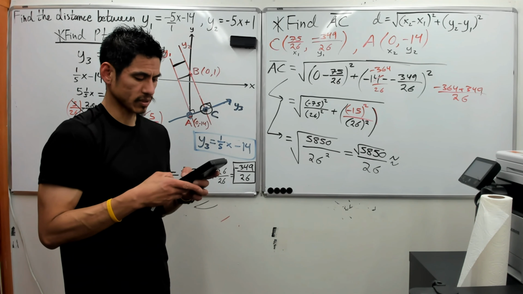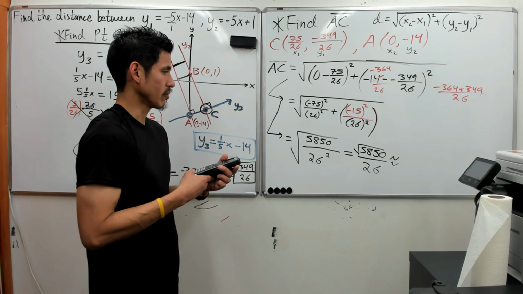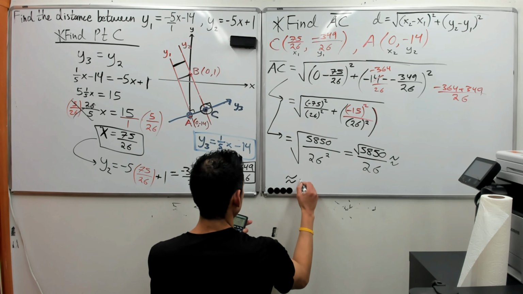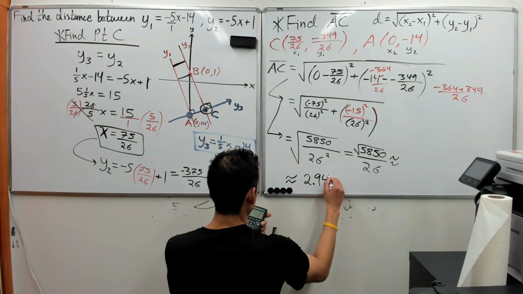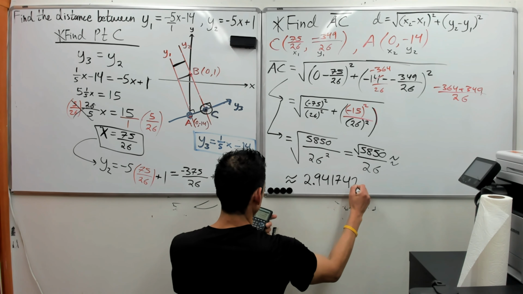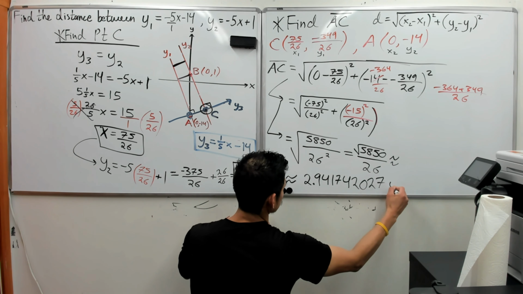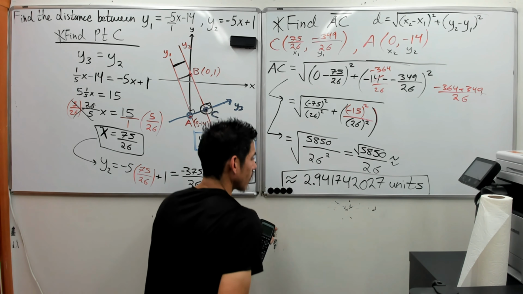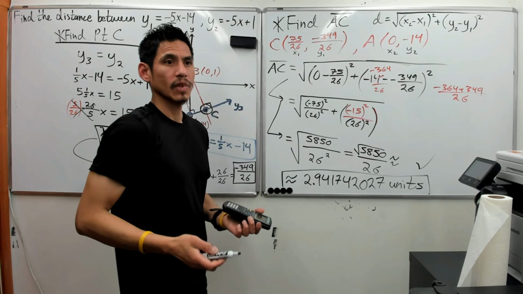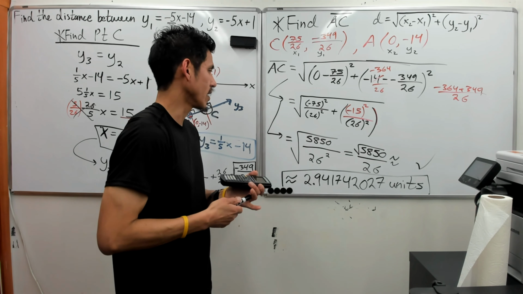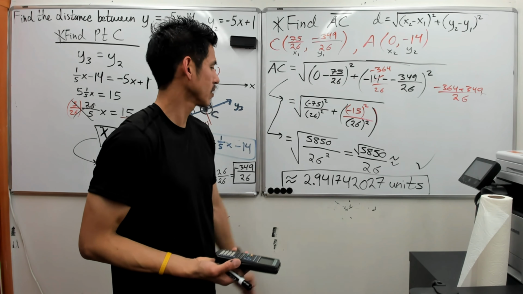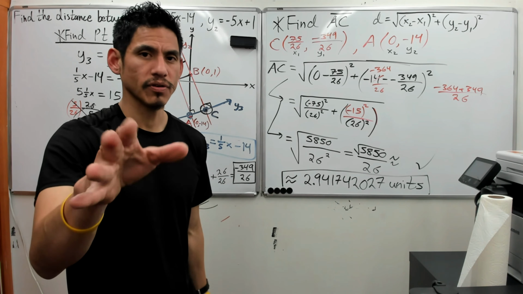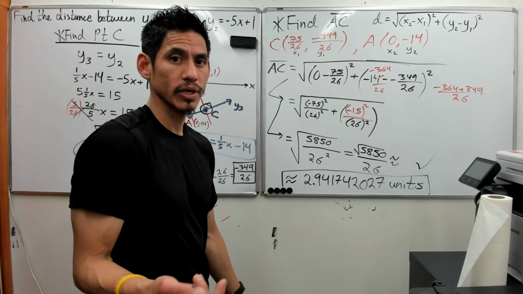And we can take a decimal approximation. And we will get, I'm going to write it over here, 2.941742027 units. Okay, there you go. So again, I'm being as precise as possible, which I recommend. But I hope that helps. Let me know if you have any questions, and I'll see you guys in the next video for the distance between a point and a line.